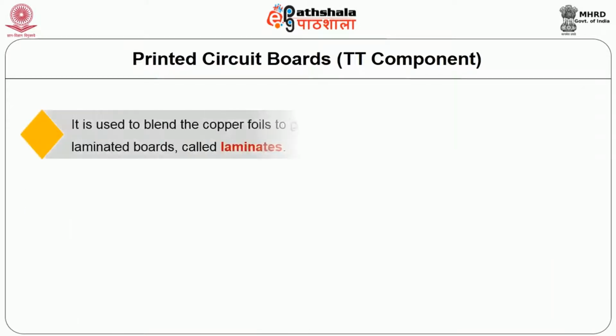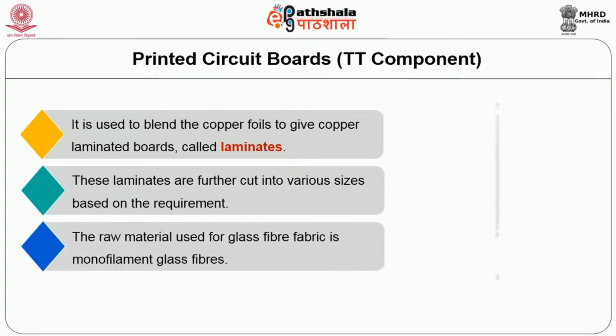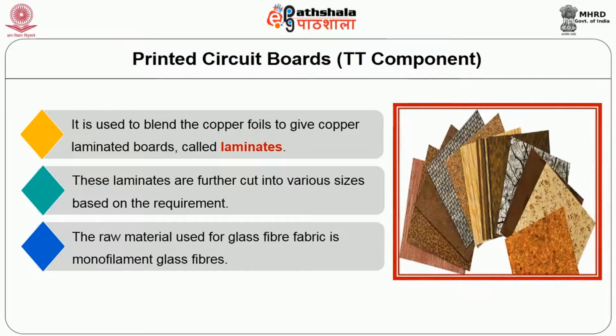It is used to blend the copper foil to give copper laminated boards called laminates. The laminates are further cut into various sizes based on requirements. The raw materials used for glass fiber fabrics is monofilament glass fibers.